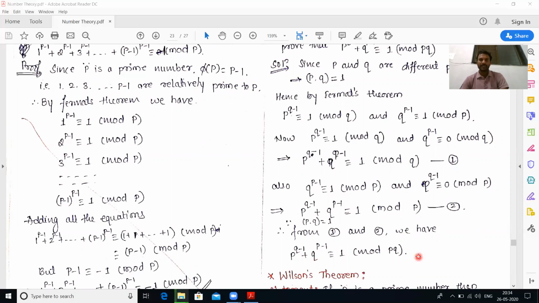This is about Euler's theorem and some examples related to Euler's theorem, Fermat's theorem and Euler's phi function. The next concept is Wilson's theorem, which we'll see in the next class.